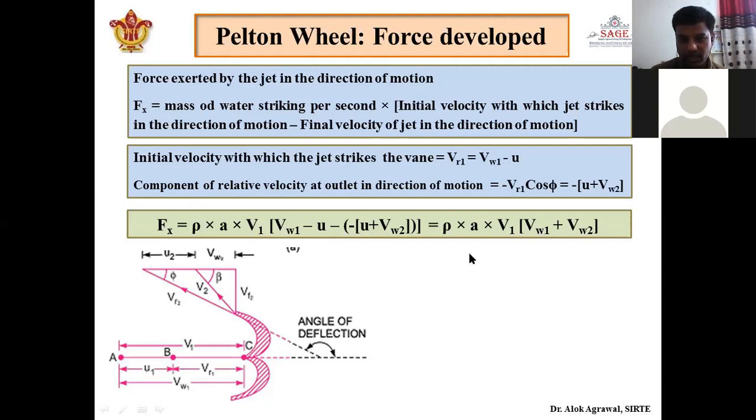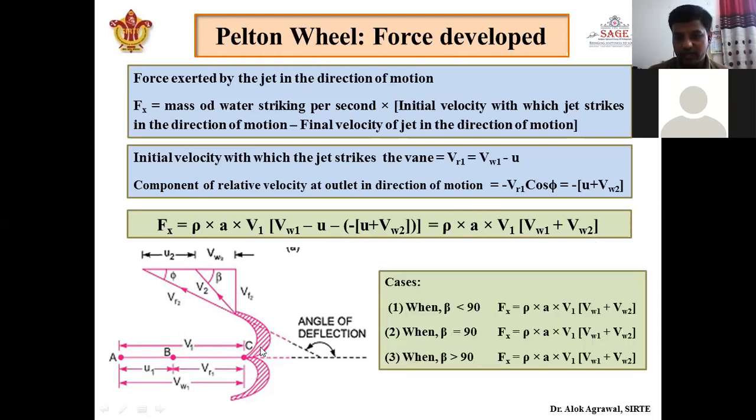Now there are three cases. This formula is applicable when beta is an acute angle. Once the beta angle increases up to 90 degrees, what will happen? VW2 will become 0. So from this formula, VW2 vanishes. So there are three cases. First, when beta is less than 90 degrees, the formula that we have derived will be applicable to calculate the force developed. When beta is equal to 90 degrees, VW2 will become 0. Here it is wrongly written. It will be rho into A into V1 into VW1.